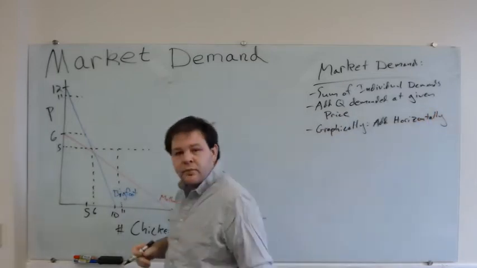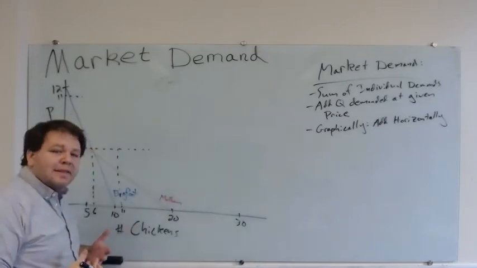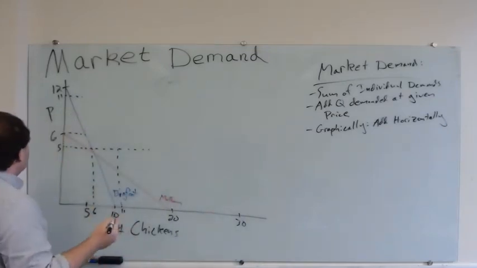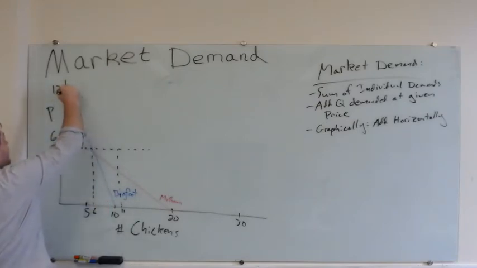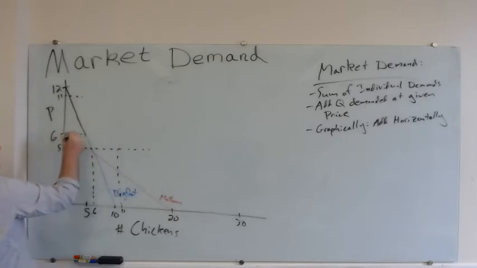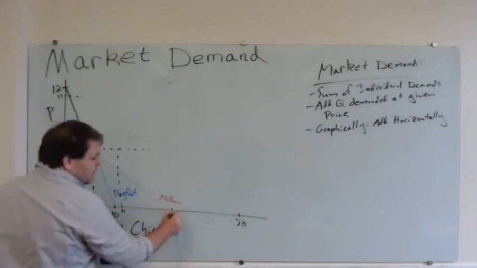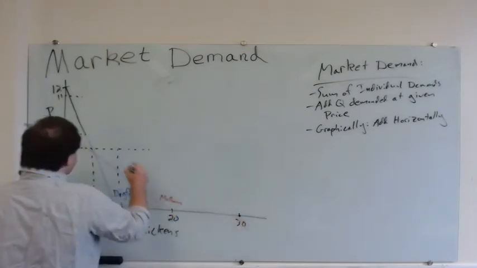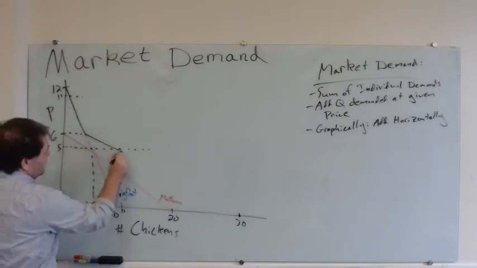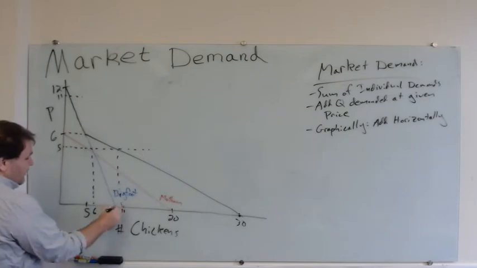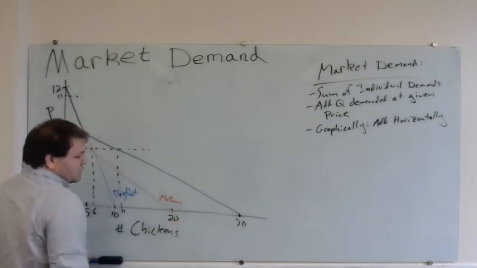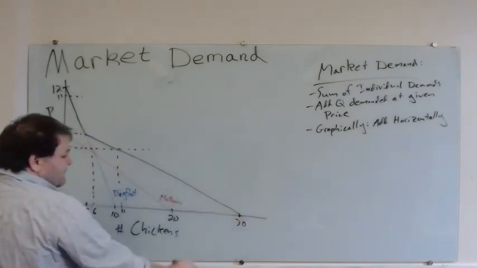So when we're adding up Bigfoot and Mothman's demands to get to a total demand curve, at a price of 12, only Bigfoot's buying anything, all the way down to a price of 6. So our market demand is just going to be Bigfoot's demand up until Mothman gets in the game, once the price falls to 6. From there, we're going to add their demands up together. So that right at a price of 0, where Bigfoot wants 10 chickens and Mothman wants 20 chickens, market demand is going to be 30 chickens.